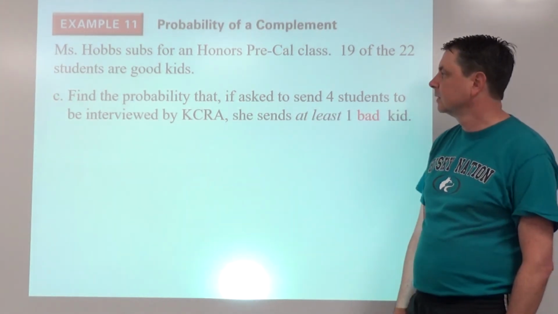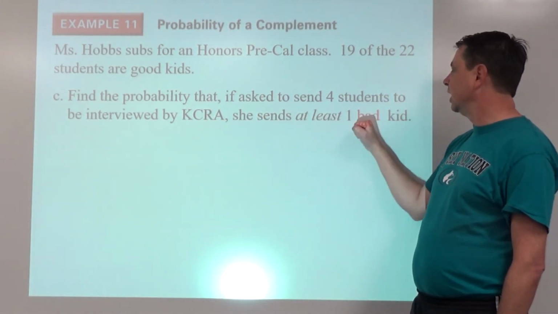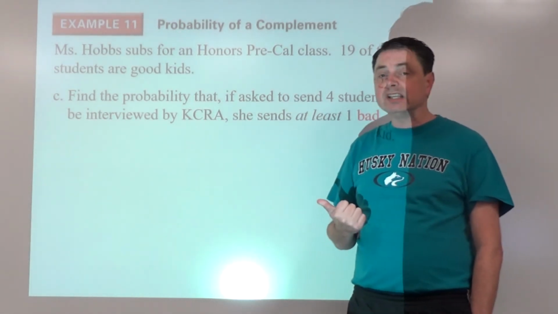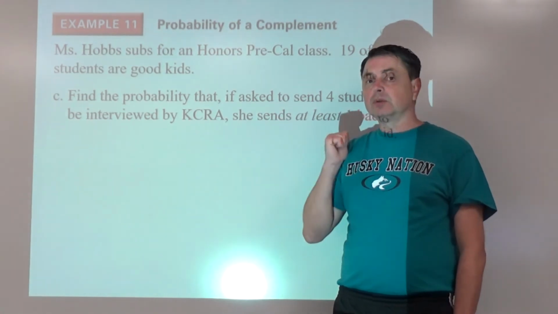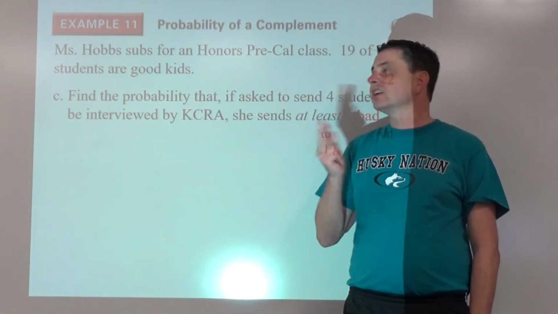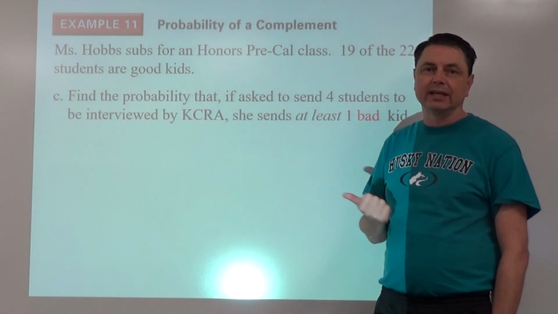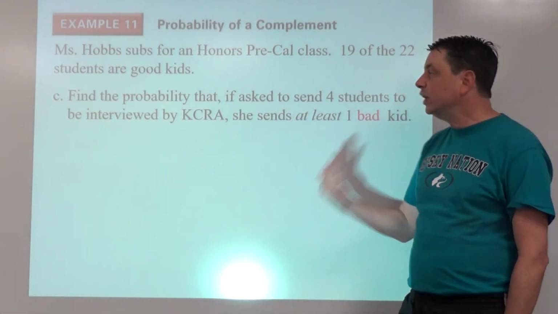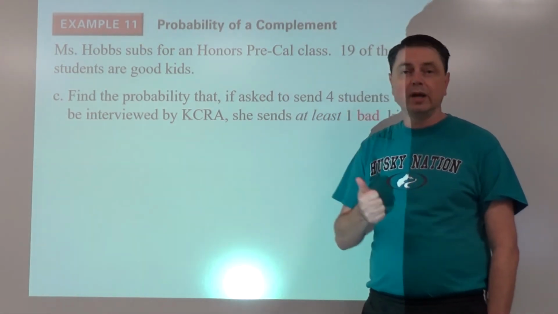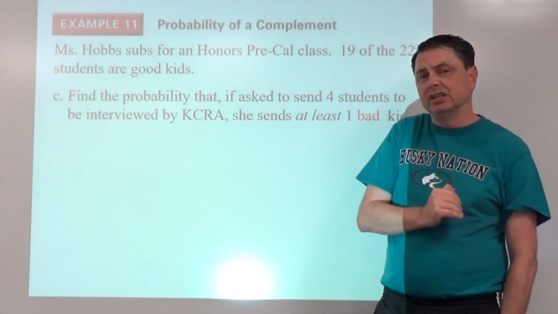Part C. Find the probability that if asked, she sends at least 1 bad kid. At least 1 bad kid. So that means it could be 1 bad kid, it could be 2 bad kids, it could be 3 bad kids. I don't think it'd be more because there aren't more than that, okay? So even though we're sending 4 kids, there's only 3 bad kids in the class. So it has to be one of those things. So we could find all of those. And remember, we're talking about 1 bad kid, or 2, or 3. Every time we say an or, that's going to be an addition.